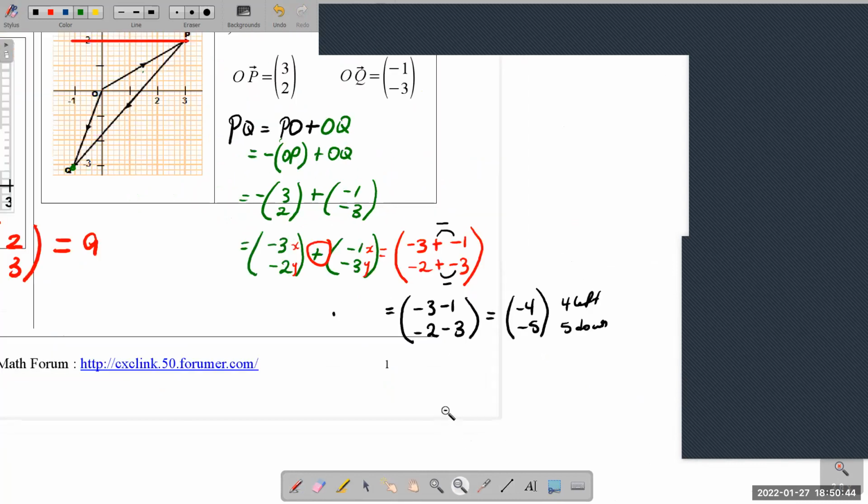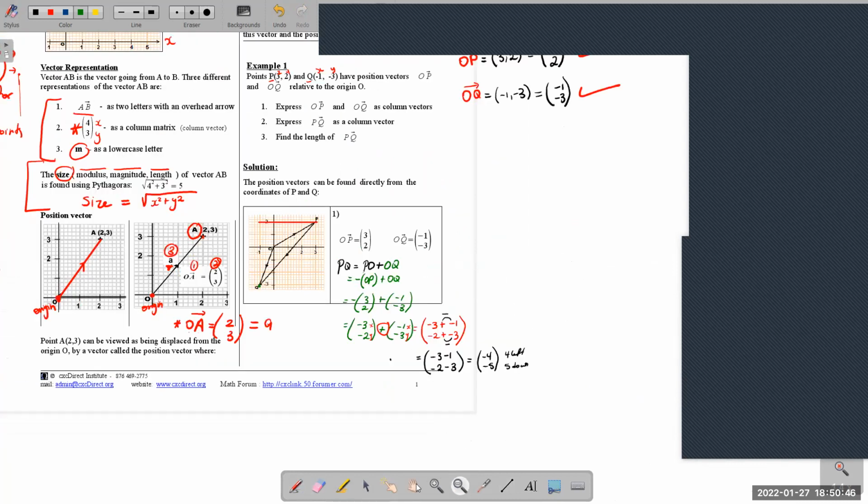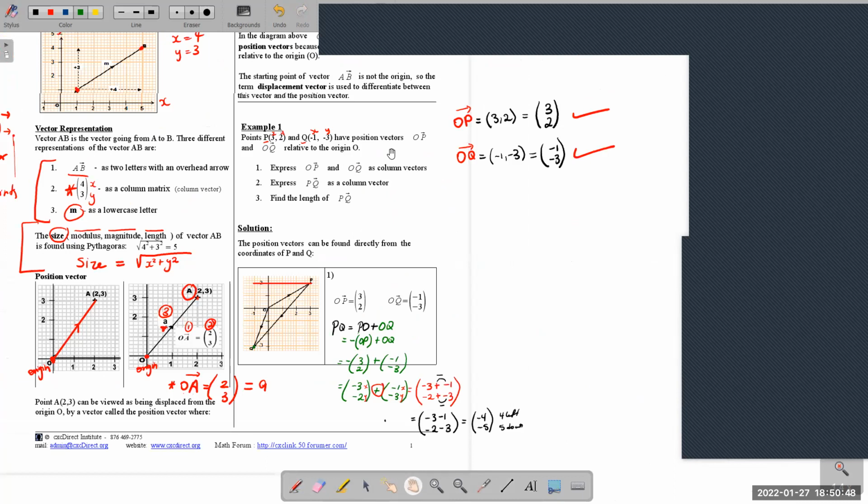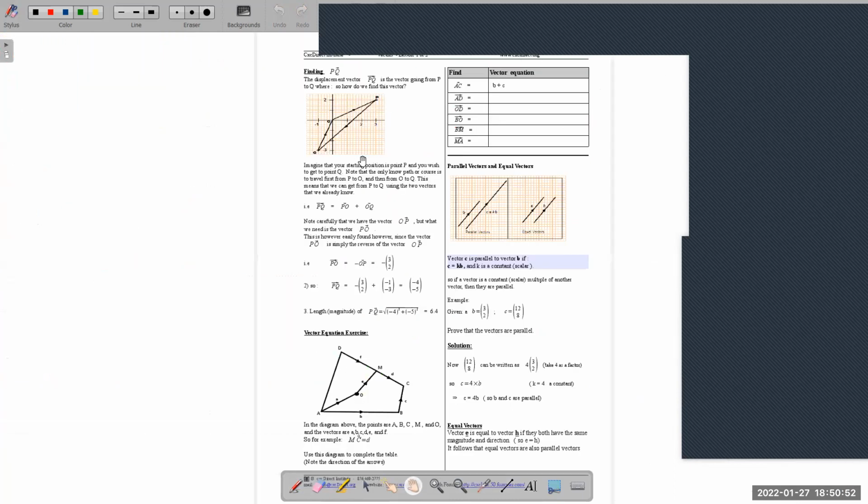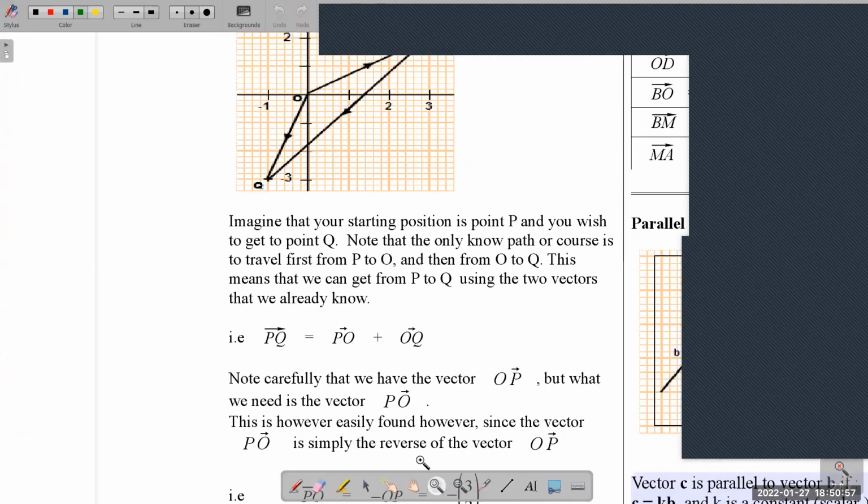Everybody see that? So let's look at the actual solution just to solidify what we just did. So let's look at this diagram and make sense of everything that we just looked at.